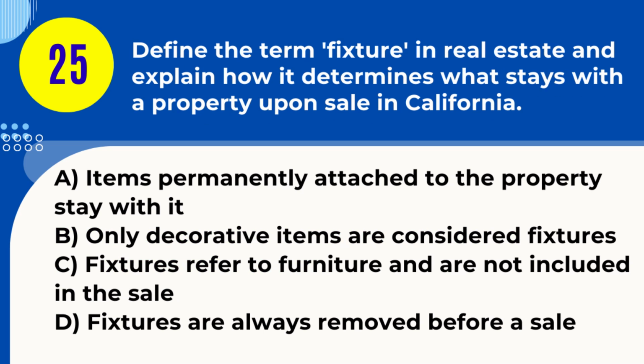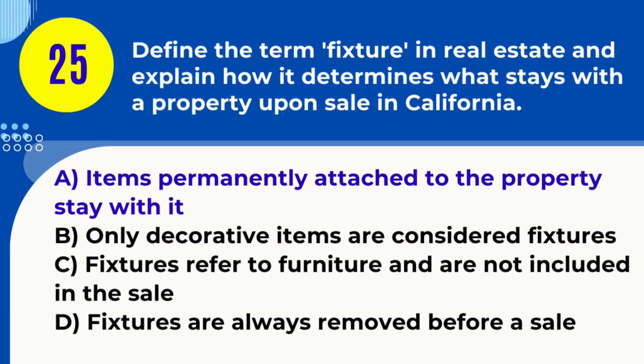Question 25. Define the term fixture in real estate and explain how it determines what stays with a property upon sale in California. A. Items permanently attached to the property stay with it. B. Only decorative items are considered fixtures. C. Fixtures refer to furniture and are not included in the sale. D. Fixtures are always removed before a sale.